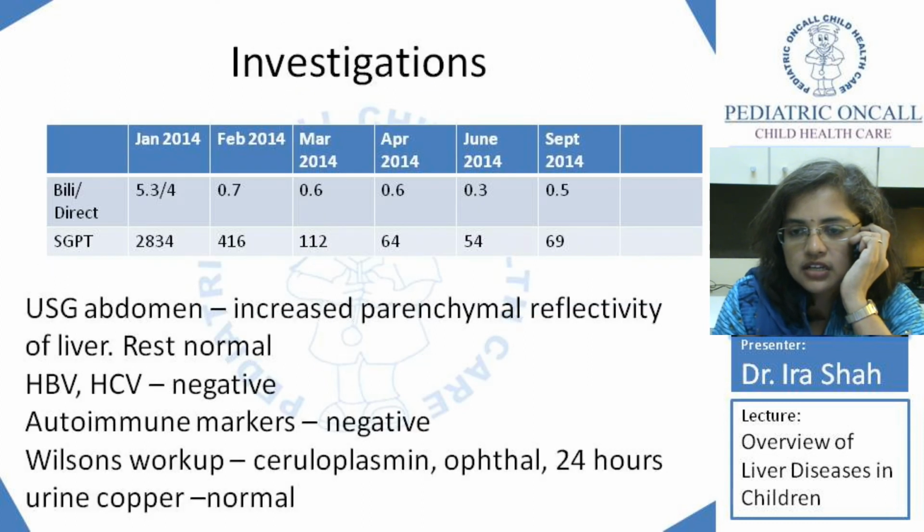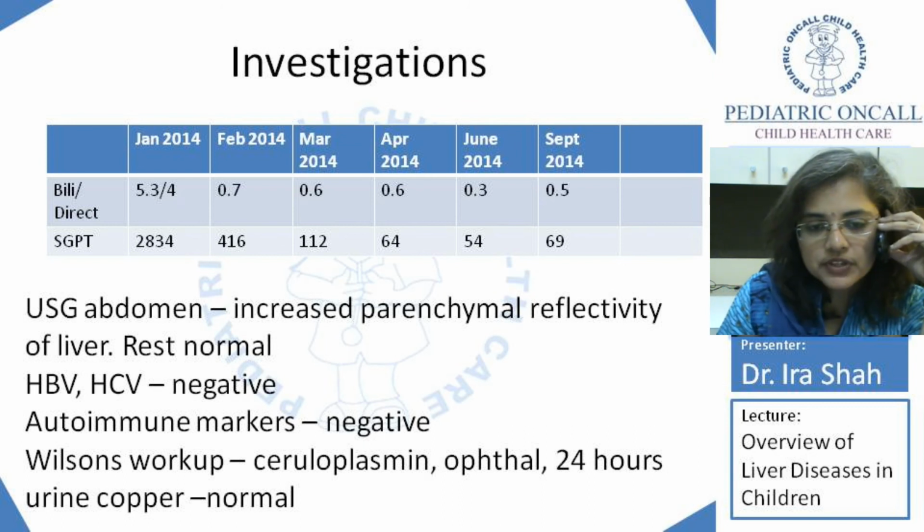So this is a serial LFTs. You can see the bilirubin came down. SGPT in Jan was in 2000s, came down to 400, 112, 64, 54, 69. So it tended to remain around this level. So he was a chronic liver disease. We did an ultrasound. It showed increased parenchymal reflectivity of liver. Otherwise it was normal. HBC was negative, autoimmune negative, Wilson's workup came negative. So in this child we didn't have a cause of his liver disease.